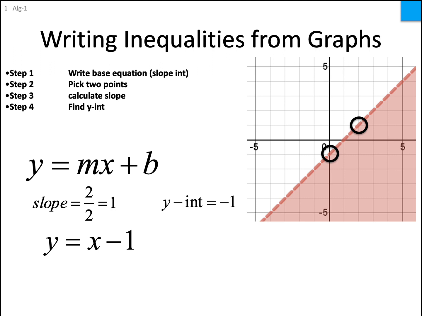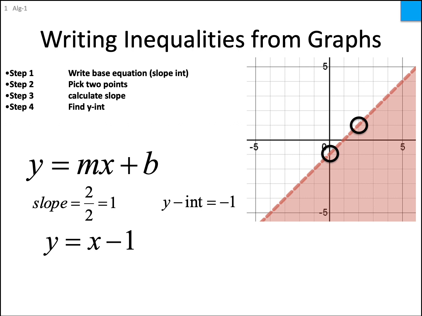Why didn't you write 1x minus 1? I could have, right? It's no big deal. Either way works. Because remember, 1 times x is just x. So we have our equation. Next step is to choose a test point. Okay, so I love choosing 0, 0, but 0, 0 is in the non-shaded region this time.